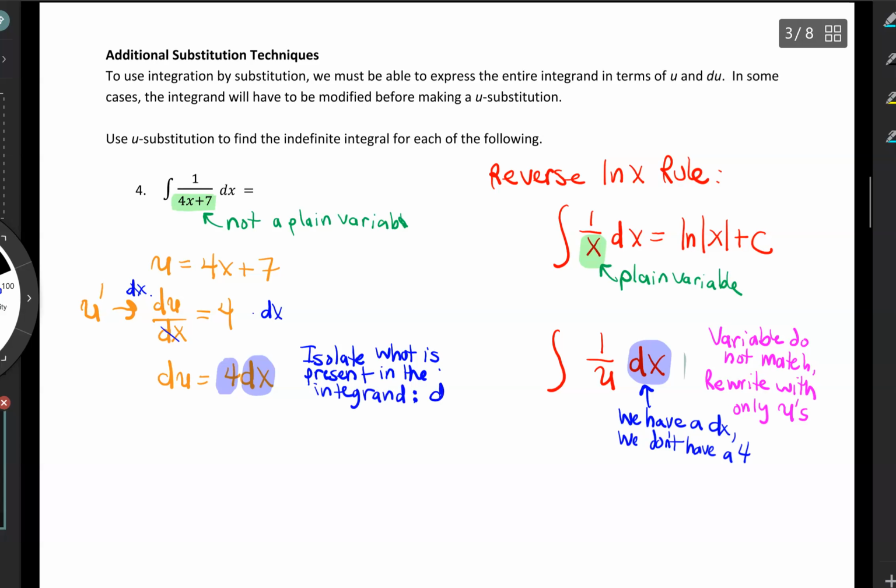Which is only the dx. I need to get it alone, right? That's what isolate means, so get it alone. So I need to get this dx alone. It's being multiplied by 4, so I'm just going to divide both sides by 4. And then remember, there's an understood 1 exponent in front of that du, so what I really have is 1/4 du equals dx.